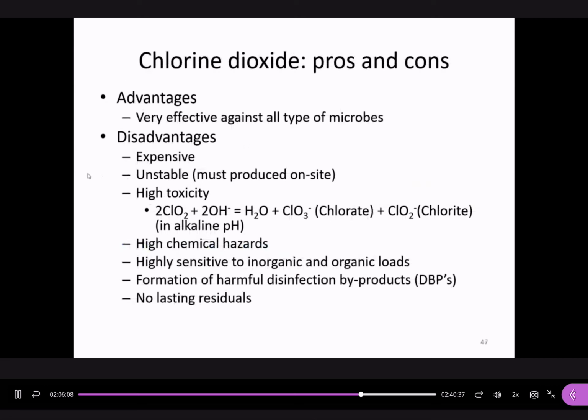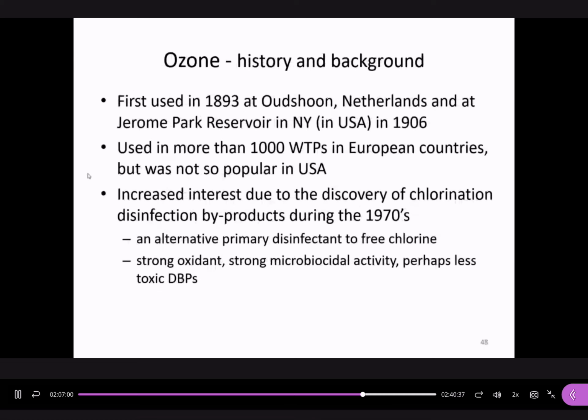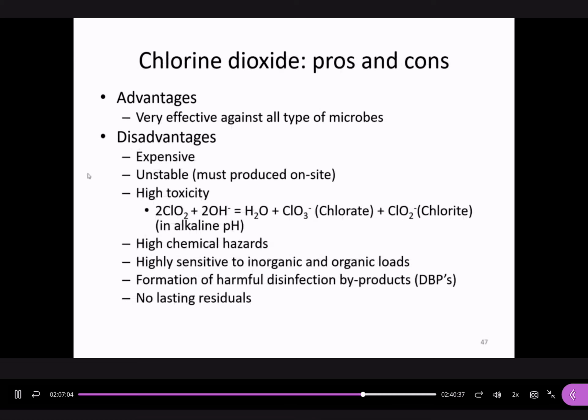It is very effective against all types of microbes. Disadvantages: expensive, and unstable, so it must be produced on site. High toxicity, like chlorite and chlorate. These two chemicals are those we want to remove from water. High chemical hazard, highly sensitive to organic and inorganic loads, and low lasting residues. So basically, it really depends on the conditions where you want to apply it. For different disinfectants, you have to consider multiple factors.